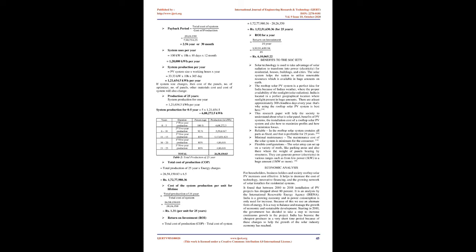Benefits to the society. Solar technology is used to take advantage of solar radiation and transform it into power, electricity, for residential houses, buildings, and cities. The solar system helps the nation to utilize renewable resources, which are available in huge amounts on Earth.